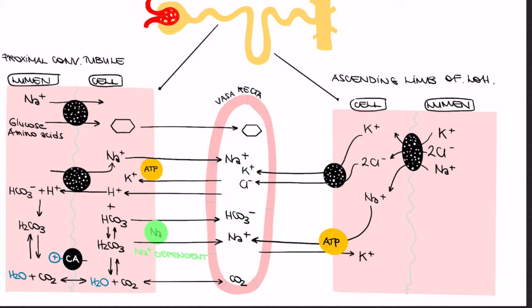Important to note here, on the apical surface, on the top of the Henle cells, there are passive transporter channels which allow sodium to enter the cell from the lumen and also potassium to enter the lumen from the cell.